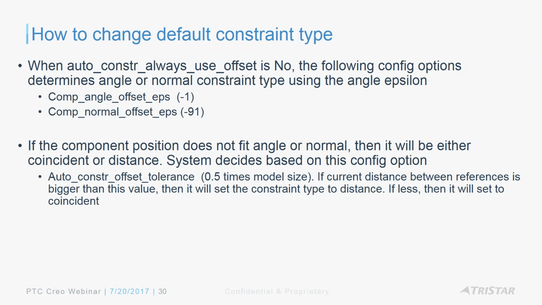There is also something you have sometimes seen whenever you try to assemble, the constraints will show up with an offset value rather than coincident. Just use this auto constraint offset tolerance config option. Default is 0.5 actually. So what it really does is 0.5 is multiplied by the model size. The model size is the largest diagonal size of the part that you design in Creo, right? Every component has its own model size, relatively speaking. So it uses that. So if it is less than 0.5 times the model size, then it'll be coincident. If it's more than that, it will just leave it as distance.